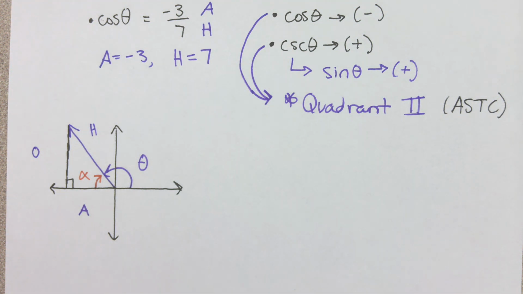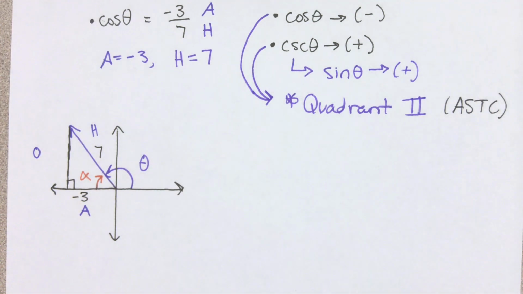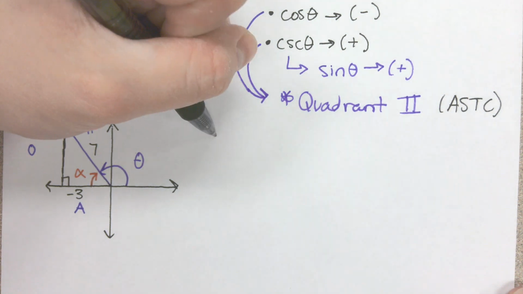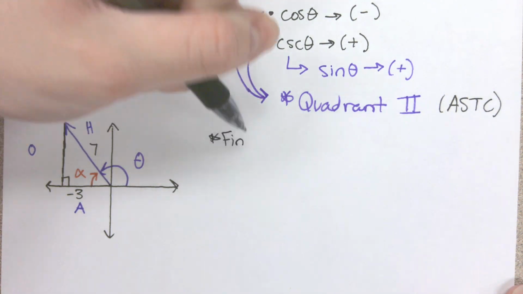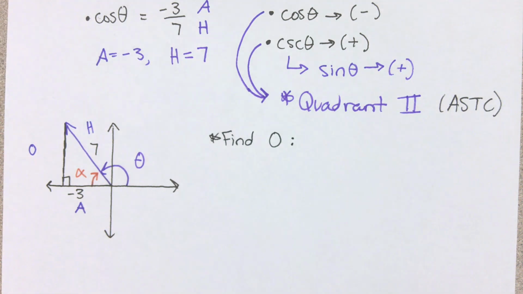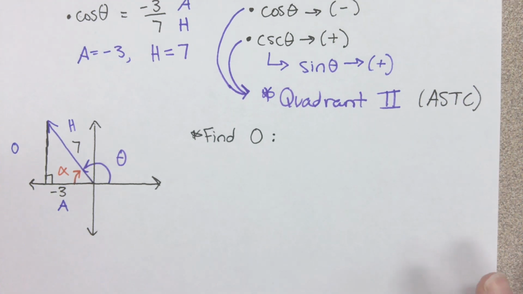We were given that A is negative 3 and the H is 7. We need to find O still because we're going to be filling out the trig functions in just a moment. It's a right triangle. How do we find a missing side? Pythagorean theorem. A squared plus B squared equals C squared.